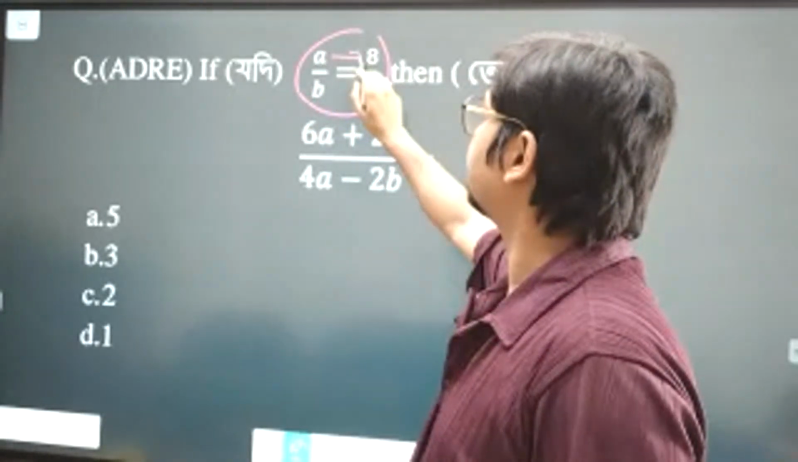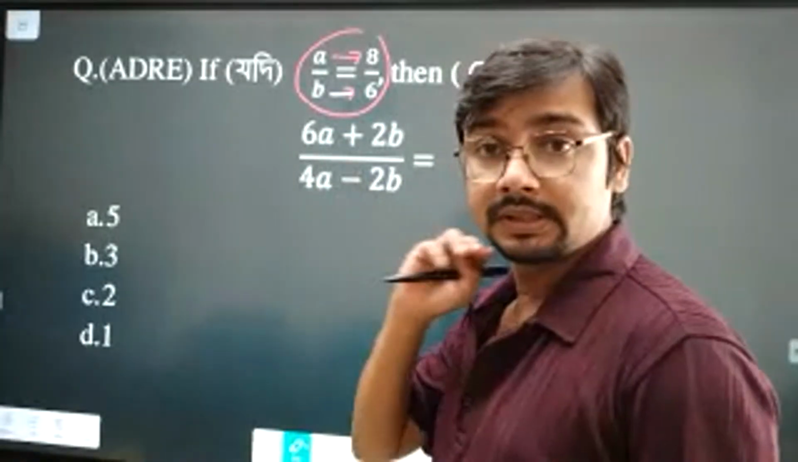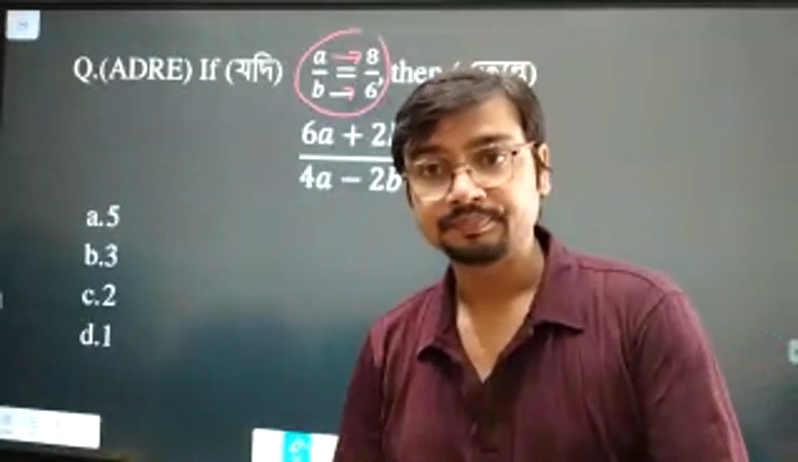A will be 8 and B will be 6. You just put it here and you will get the answer. Just put it in and simplify yourself to see which option will be correct. Do it first.